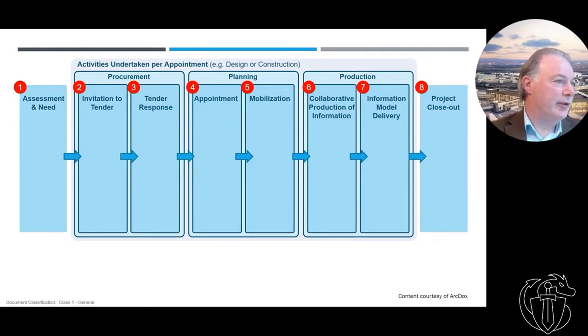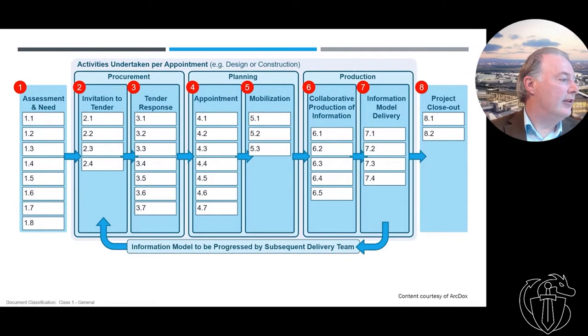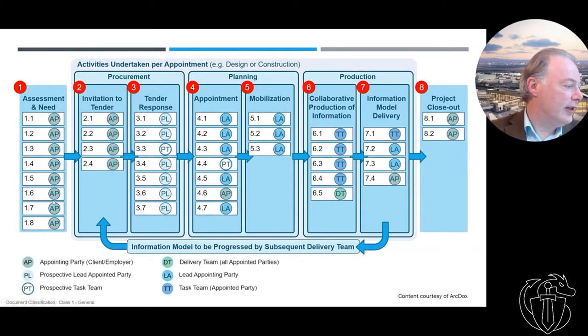As I said, there's eight main sub-processes here, and then there's a number of activities. Basically, the very first ones are client, appointing party driven. The next four are appointing party driven as well. Tender response is then a combination of the lead appointed party, so the companies that are bidding on that. So it goes right through. You can see here, the first 12 are actually client driven. That's really important to understand. So that's all the appointing party.